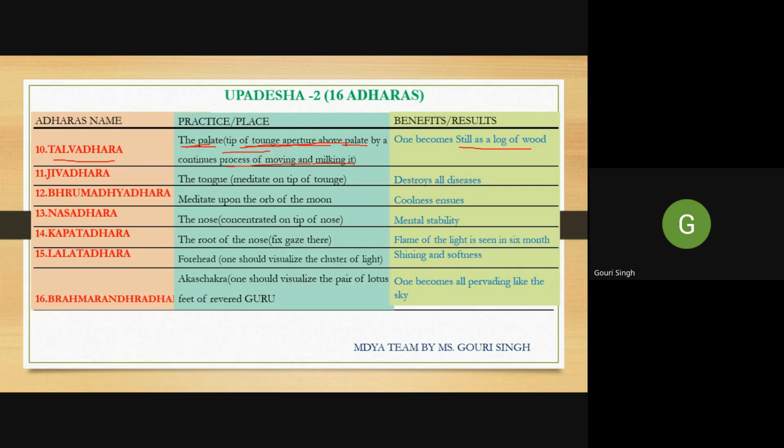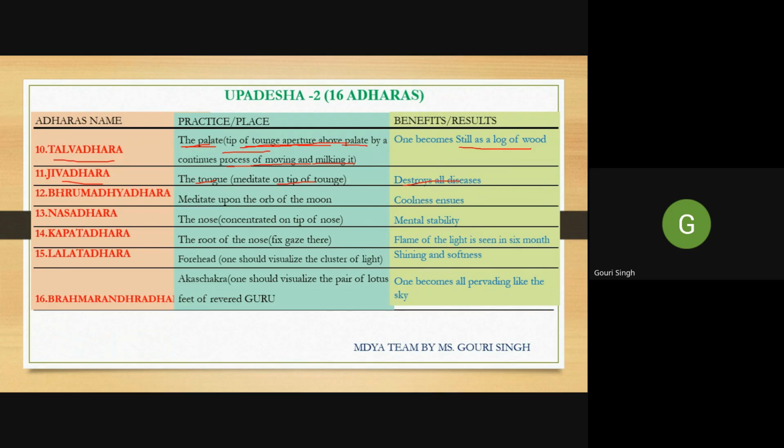The next one is the Jiva Adhara. It is present in the tongue. As we know, Jiva means the tongue. So meditate on the tip of the tongue. Here your meditation point is the tip. Which tip? The tongue's tip area. You have to focus on the tongue tip area and do this meditation practice so that all your diseases become destroyed. So you become disease free according to this text.